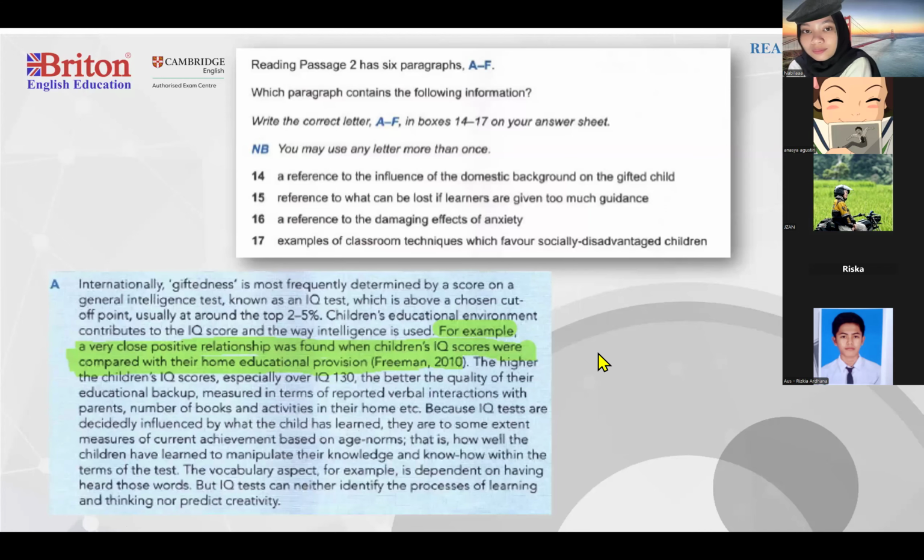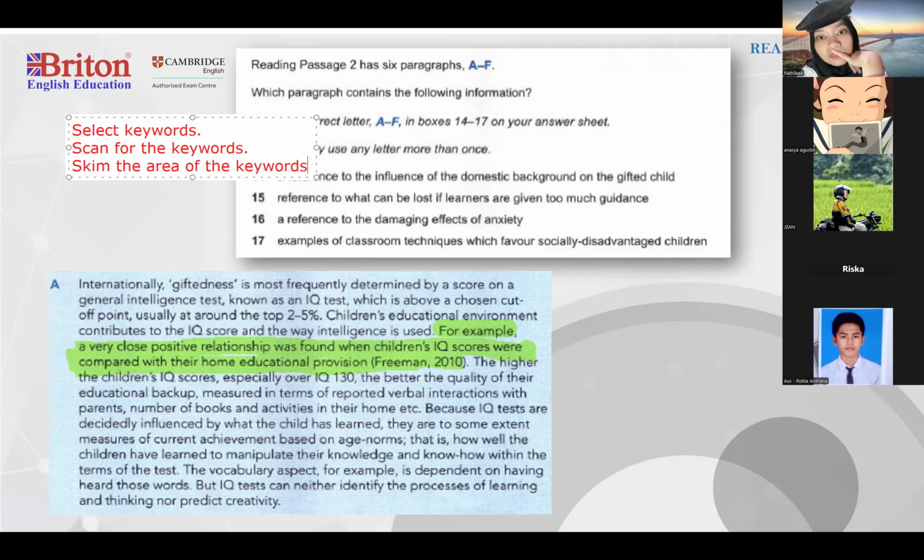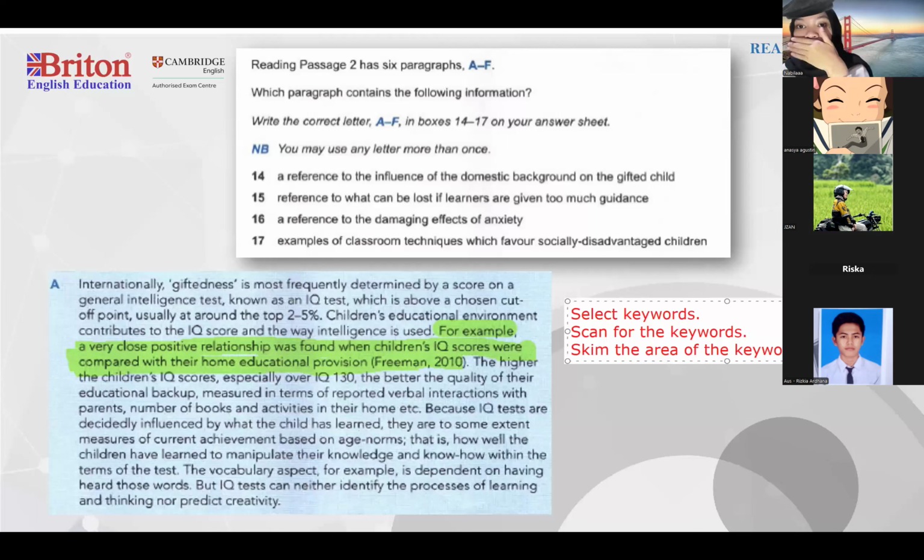So once again, triple S, that's the key, okay? What's the first S again? Select the keywords. After that, scan for the keywords, look for the keywords. And then after that, I forgot, the last one is skim the area of the keywords. Remember, skimming means you read fast to get the main point. Skim the area of the keywords for the information or for the answer we are looking for. This is the key, guys. Just remember triple S.